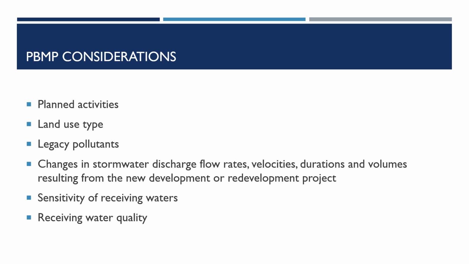The designer must identify the site-specific pollutants of concern based on planned activities, planned site design, land use type, legacy pollutants that may potentially be present on the site, changes in stormwater discharge flow rates, velocities, durations, and volumes resulting from the new development or redevelopment project, sensitivity of receiving waters, and receiving water quality.